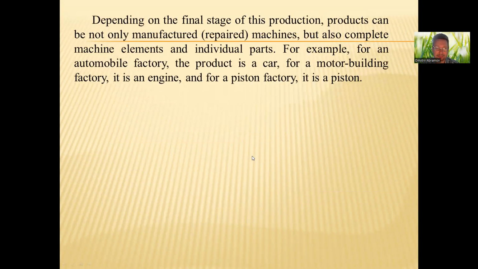Depending on the final stage of production, products can be not only manufactured or repaired machines, but also complete machine elements and individual parts. For example, for an automobile factory, the product is a car. For a motor building factory, it is an engine. And for a piston factory, it is a piston.